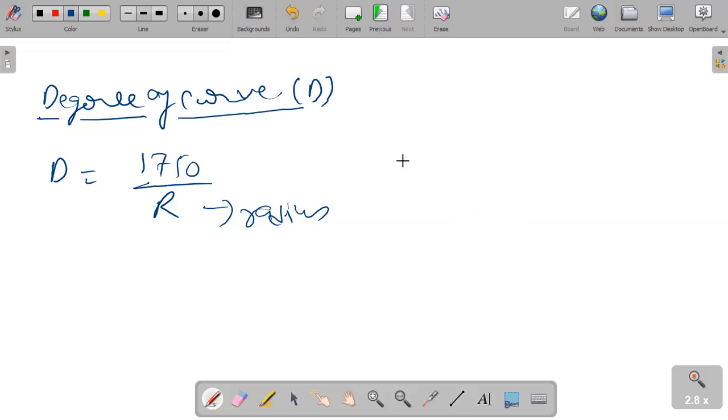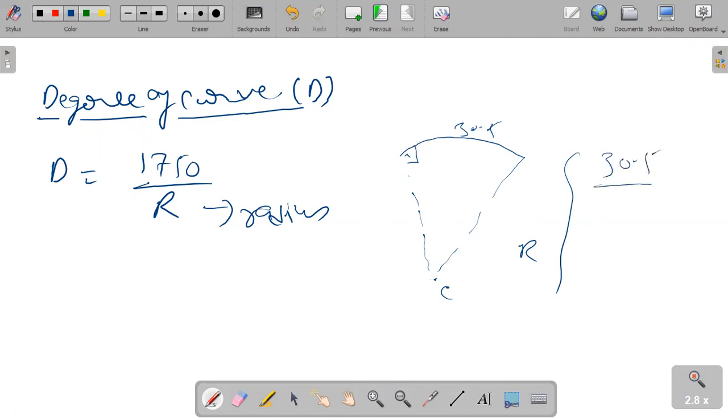For this we also have a diagram, which is something like this. This is 30.5 and this is a 90 degree angle. This is C. This is R. So by using the formula, 30.5 upon 2 pi R is equal to D by 360. If you do the calculation, you'll get this formula. Okay, so yeah, this is it.